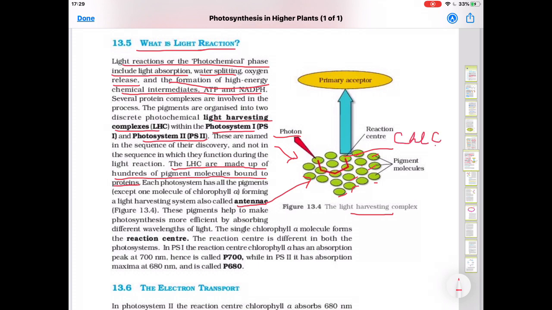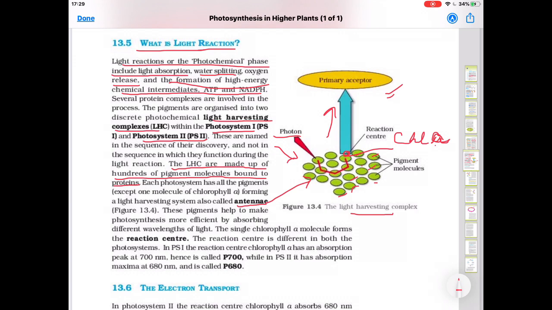After absorbing energy from these pigment molecules or from the antenna, the electron in the chlorophyll A molecule becomes excited and leaves its orbit and goes to the outer orbit. There another molecule, the primary acceptor, absorbs this electron. So from the antenna they absorb solar energy or light of different wavelengths, then transfer this energy to the reaction center, that is a chlorophyll A molecule. The reaction center becomes excited, and the electron goes to the primary acceptor.